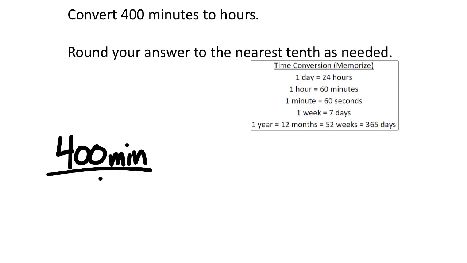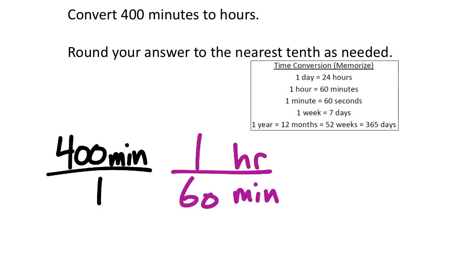400 minutes over 1. We're going to convert this into hours. And yes, we do have a direct conversion factor for minutes to hours, and that's 60 minutes for 1 hour. But in this case, we are canceling out the minutes. So I need, in purple there, the minutes in the denominator, converting this into hours. We'll round to the nearest tenth as needed. 1 hour for 60 minutes. And yes, the minutes would cancel out, leaving us with hours, which is what we want.